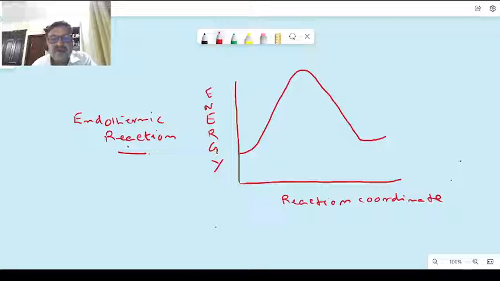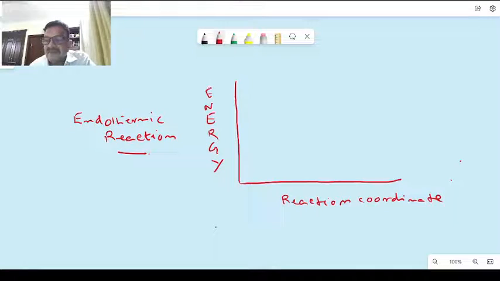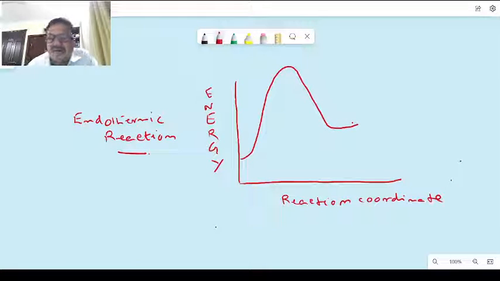So this will represent an endothermic reaction. This is the transition state, TS. Here you have the reactants, and here are the products. In the case of an endothermic reaction, the products are higher in energy compared to the reactants, because bond breaking is involved. So this is the products and this is the transition state.